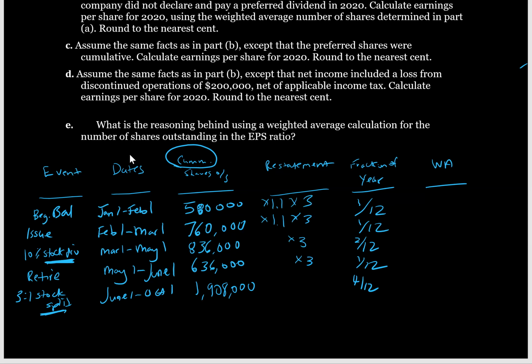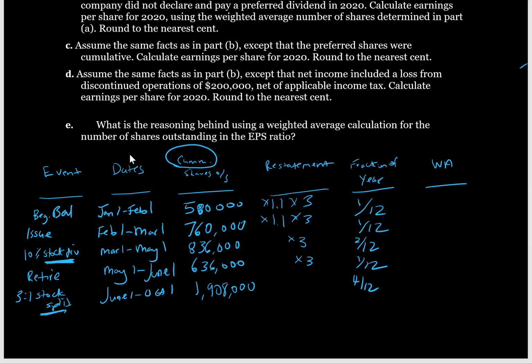Okay, does that make sense? And we're not doing anything on June 1st because we already did the math there. Remember how we took the 636 and we multiplied it by 3 to get the 1.908 million. So we don't change that. And everything afterward will already be restated for the stock split and the stock dividend. So we leave that alone. We're only looking backwards and making sure that everything prior was consistent.